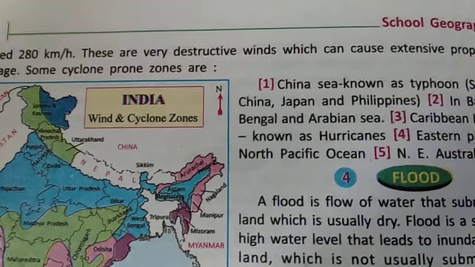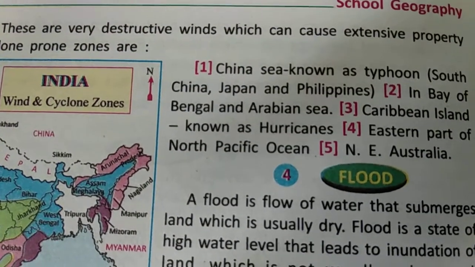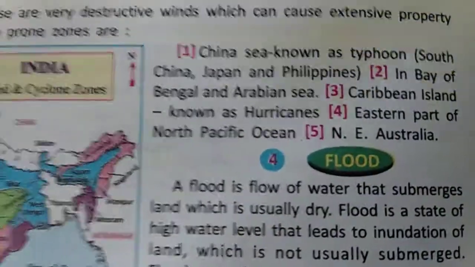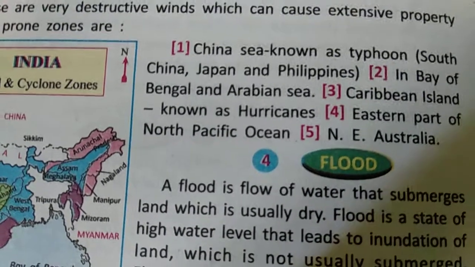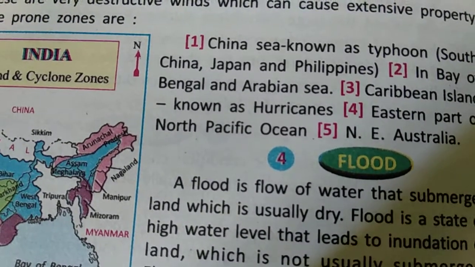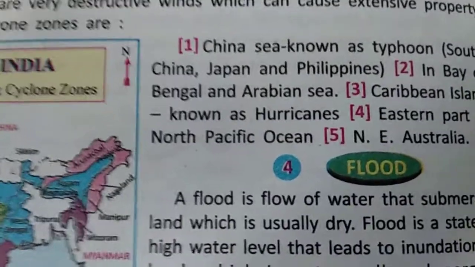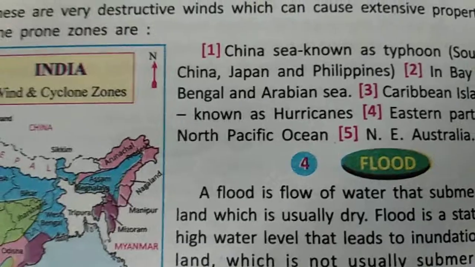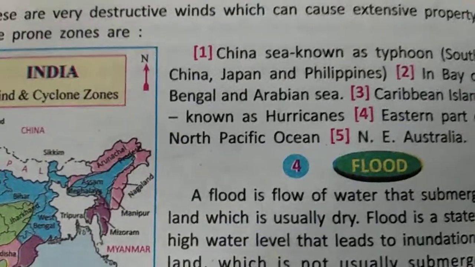Some cyclone-prone zones, that means where cyclones are very common, are the China Sea, where it is known as typhoon, South China, Japan and the Philippines. In the Bay of Bengal and Arabian Sea, which we have experienced, and the Caribbean islands, where it is known as hurricane, and in the Eastern Pacific Ocean and Northeast Australia. All these are places where these types of cyclones occur, and they cause destruction to the lands and the fields. Okay.